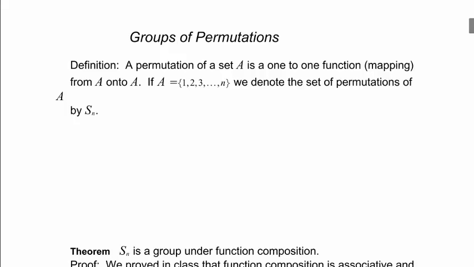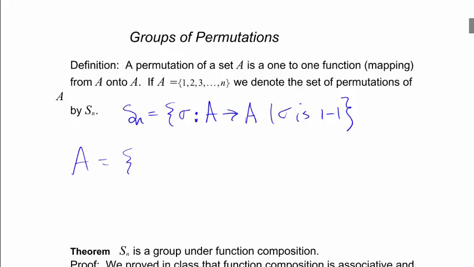This video is to introduce you to the symmetric group Sn. Sn is equal to the set of all mappings sigma mapping a set A to itself, where sigma is one-to-one. In other words, Sn is a set of one-to-one functions from a set A to itself, and the set A is equal to the set containing 1, 2, 3, up to, and including the positive integer n.